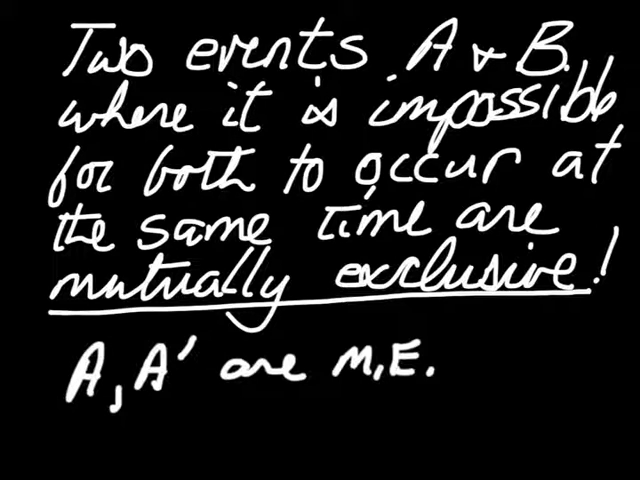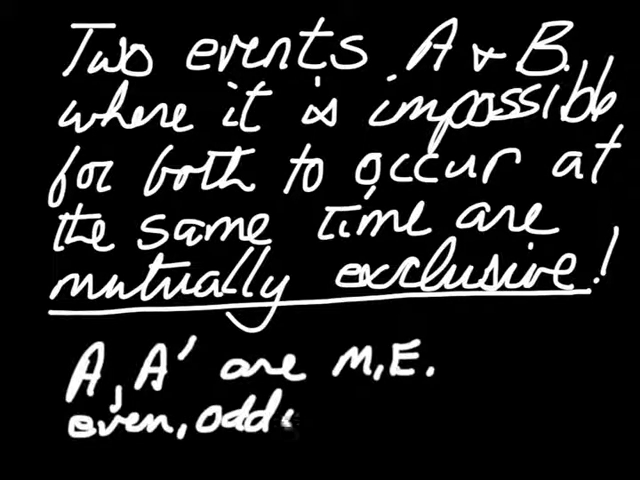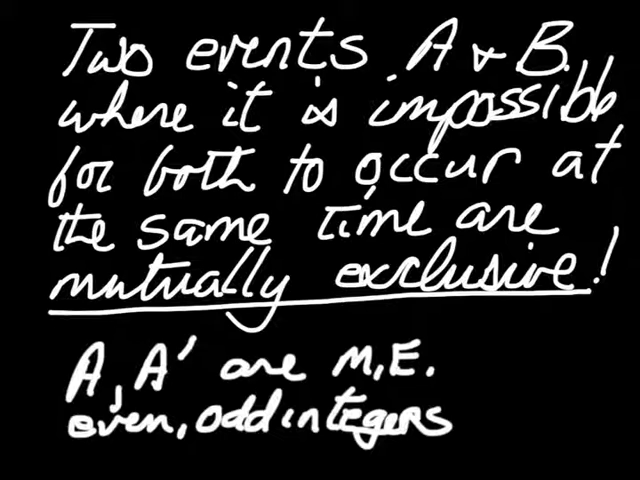On a more practical note, what about the even and odd integers? Are those mutually exclusive? Yes, the answer is correct. Can an integer be both even and odd? And the answer is no. It cannot occur at the same time. So those are also mutually exclusive. Alright, I hope that gives you a good idea of what is or is not mutually exclusive. And we'll go to the next slide.